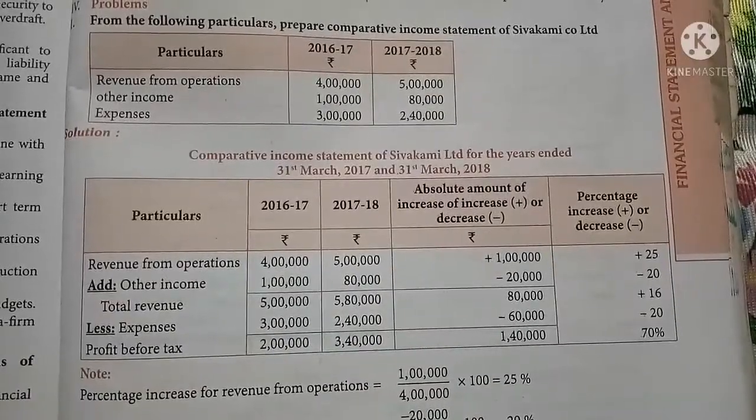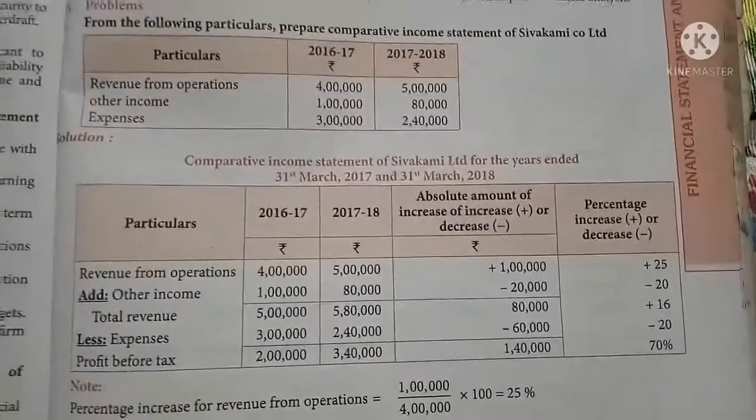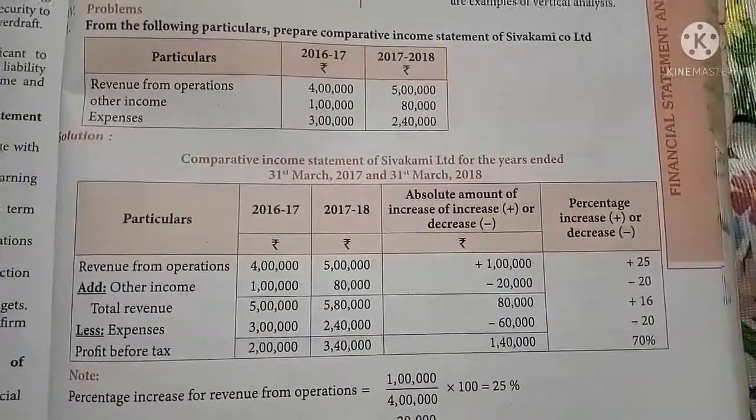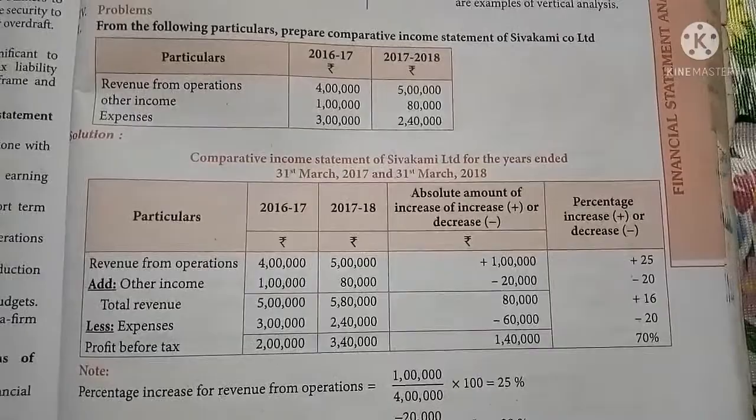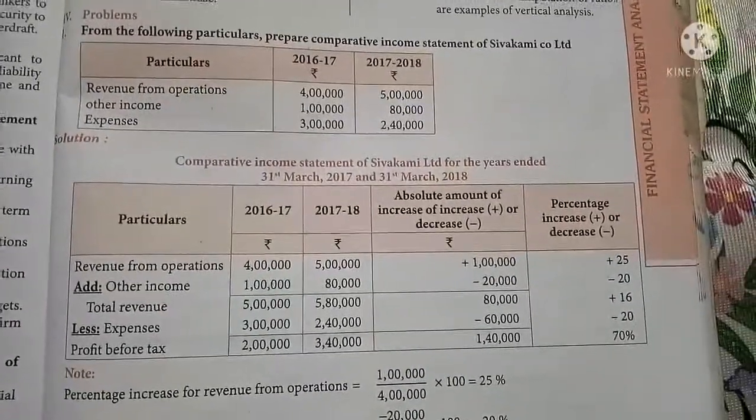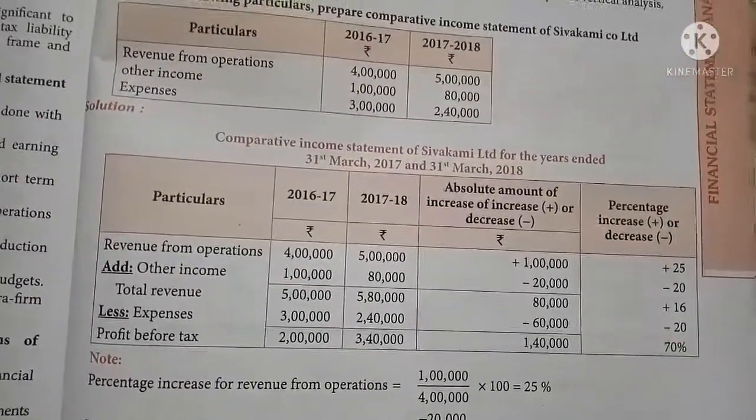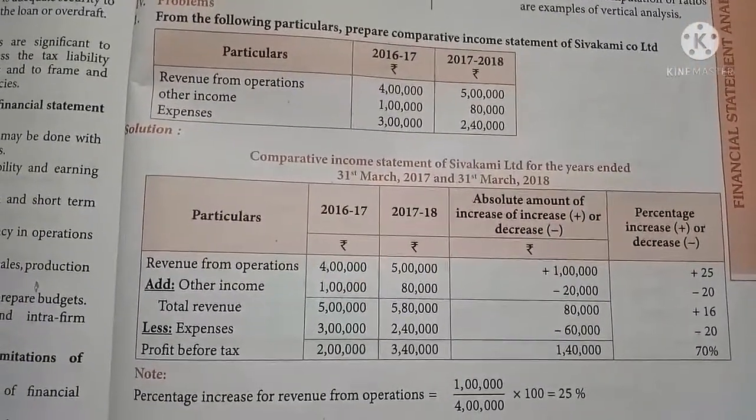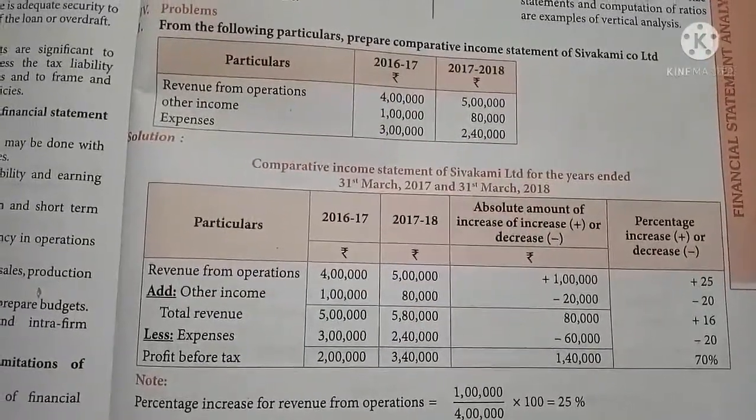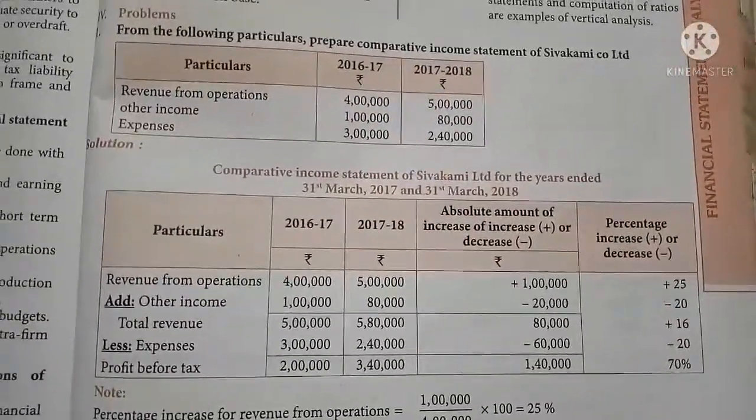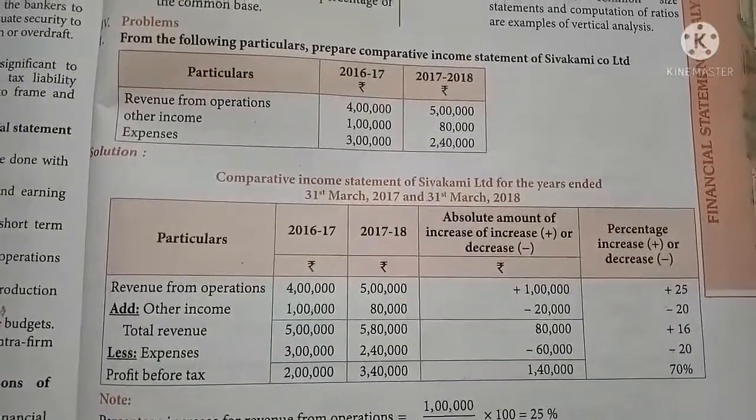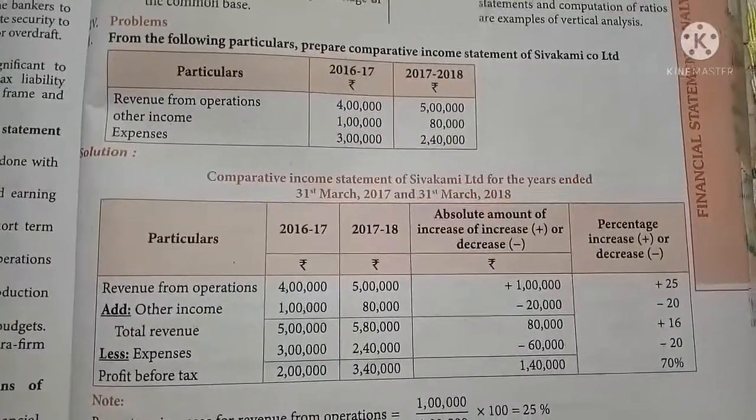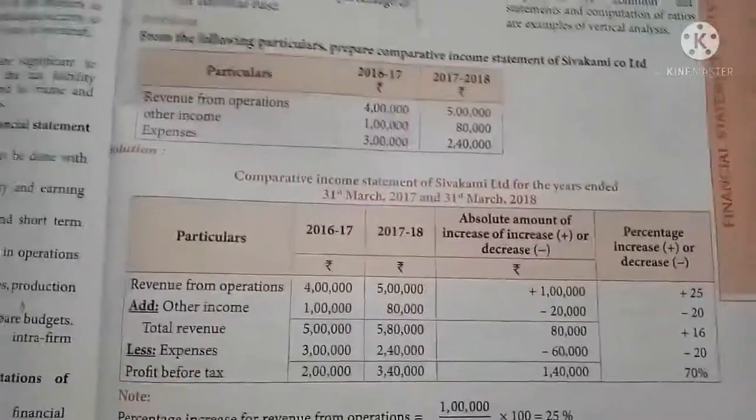In the case of financial statements, there are various types. Number one is the comparative statement. In this there are two types: comparative income statement and comparative balance sheet. Let us see one example sum of a comparative income statement. From the following particulars, prepare the comparative income statement of XII Company Limited.